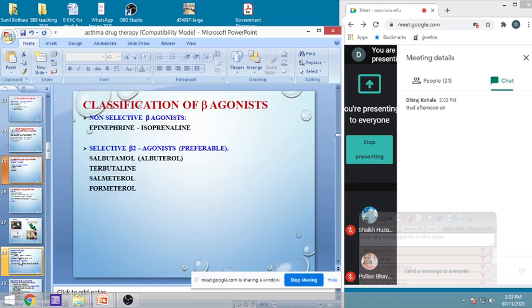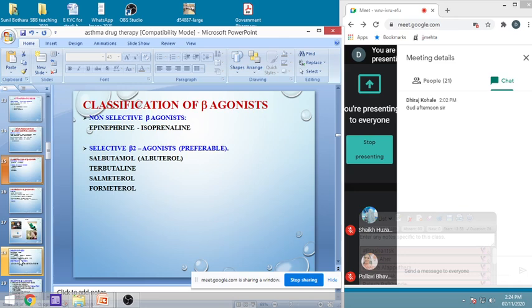Then next, we have various classes of these. The naturally occurring one is epinephrine, and the non-selective one is isoprenaline. We have seen all these agents when we studied ANS. Epinephrine is normally secreted from the adrenal medulla and also various sympathetic neurons. Then there are others which are selective beta-2 agonists, and they are more preferable. Why? Because isoprenaline can cause cardiac action. It will also act on beta-1.